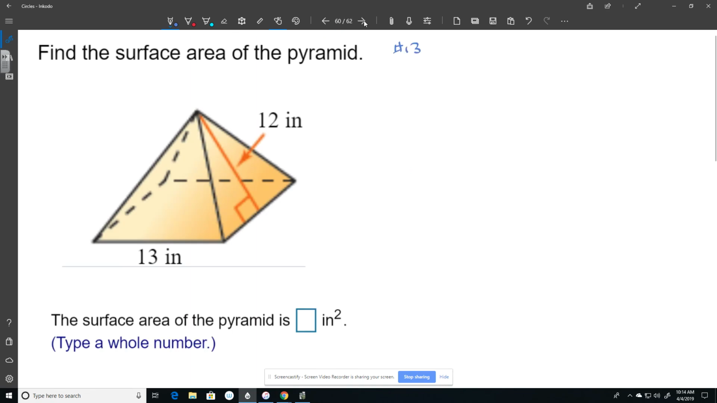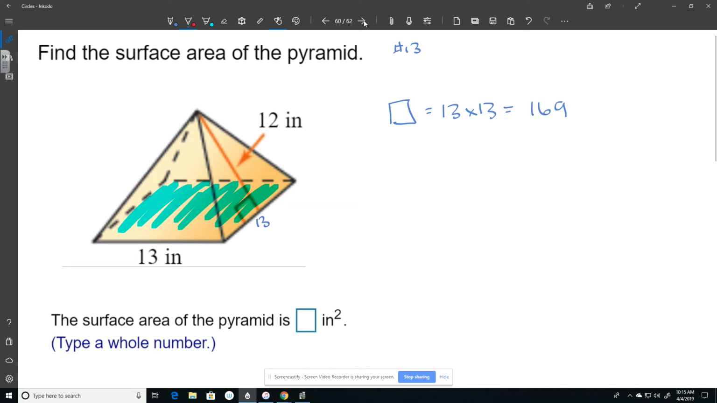7th grade question, so that should be good for you. Find the surface area of the pyramid. Well, the surface area of a pyramid is just all the surfaces added together. So I'm going to start with the square on the bottom because why not? Squares are easy. So that square on the bottom, the area, if this is 13, that means this is 13. So it's just 13 times 13, which is 169.